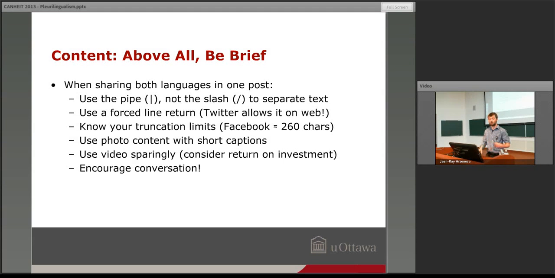Use a forced line return. If you don't know this, on Twitter you can now hit enter, and you can create a nice space, and you can go all the way down. So separate your text. Use a nice visual system on Twitter.